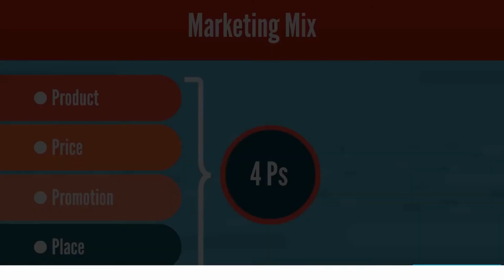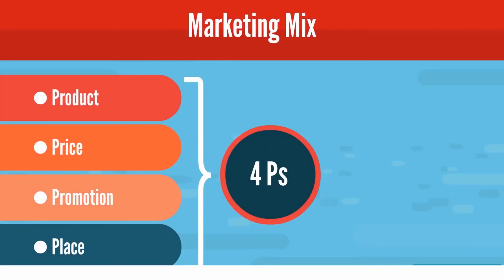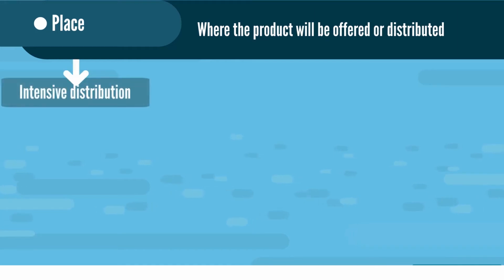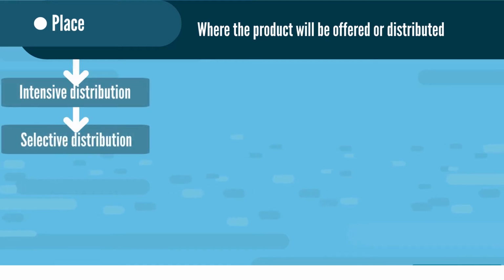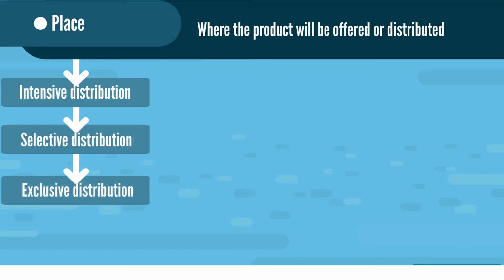Fantastic. So, we've come to the last category, place. In essence, it refers to the exact locations where the product will be offered or distributed. Distribution strategies can be grouped into 3 broad approaches: intensive distribution, selective distribution, and exclusive distribution. Let's use the chocolate bar example to elaborate on them.